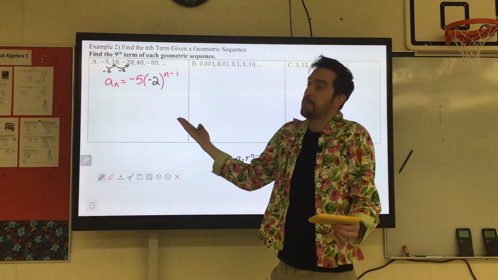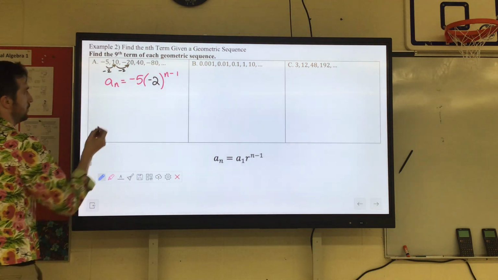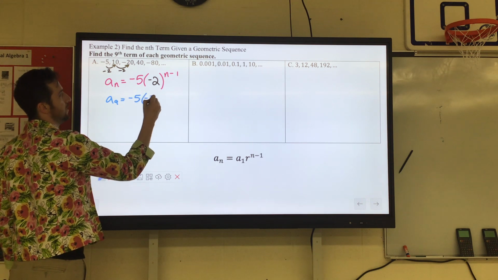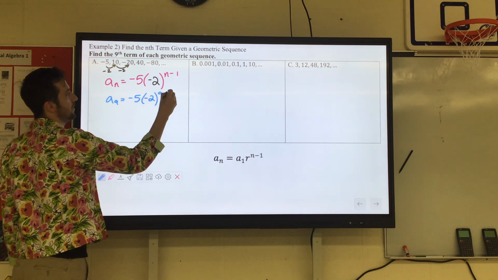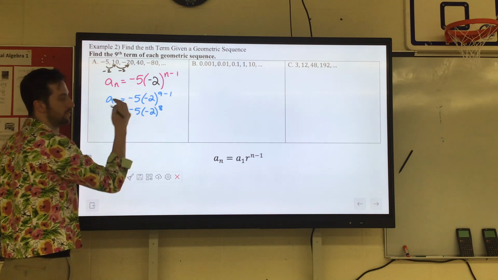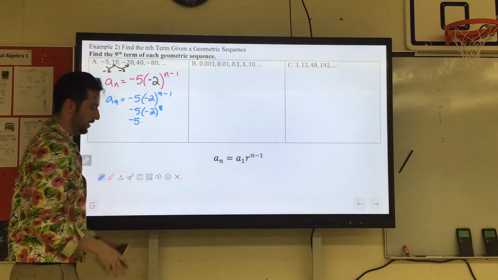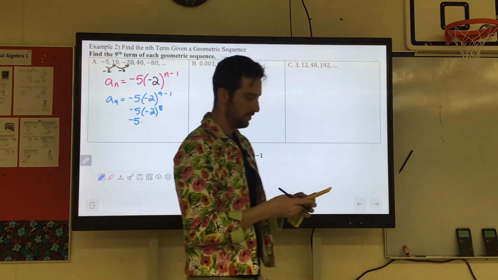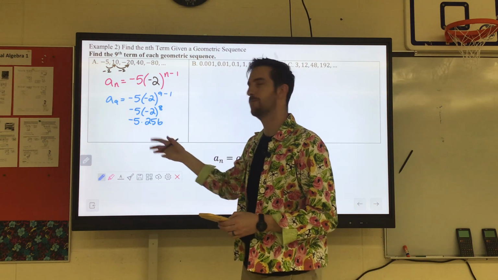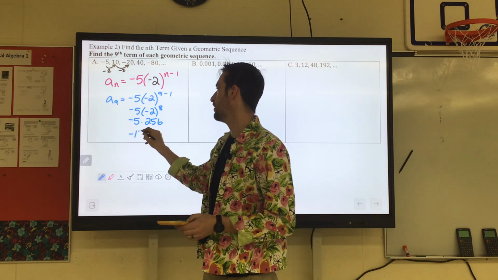There's our general setup. And then it says to find the 9th term. A of 9 equals negative 5 times negative 2 to the 9 minus 1. Now, 9 minus 1 is 8. When you have a negative number to an even exponent, it's going to work out positive. Let's see what 2 to the 8th is. 256. And then the last thing you're going to do is multiply it by the negative 5, which switches it to negative 1280.